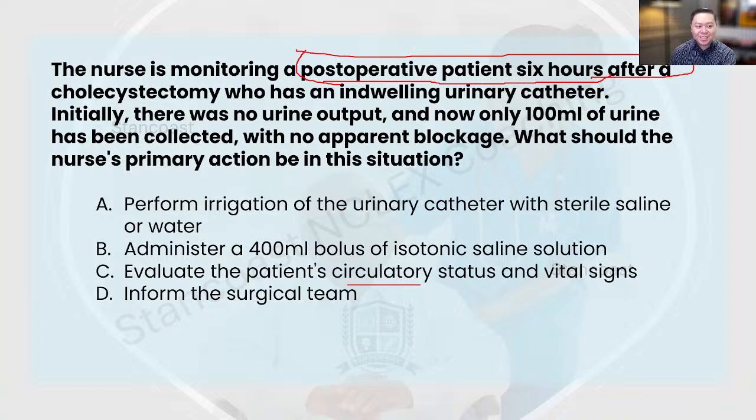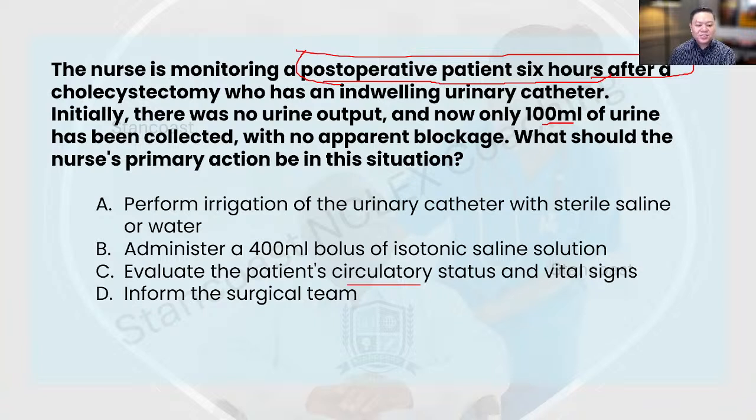This is kind of dumb. Yes, I would say dumb, because you should have already captured this during the first 2 hours, not after 6 hours. And now that you notice there is a bit of urine output, 100 ml that has been collected, again, 100 ml in a 6 hour period. So what is that? That is very significant.